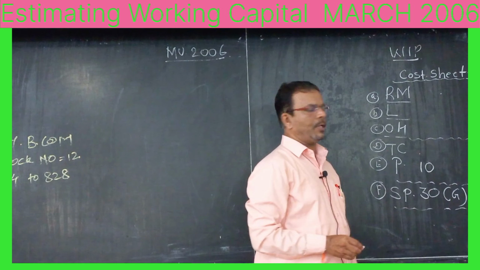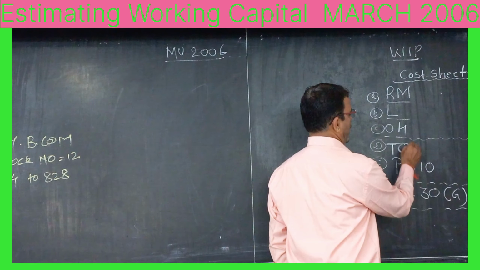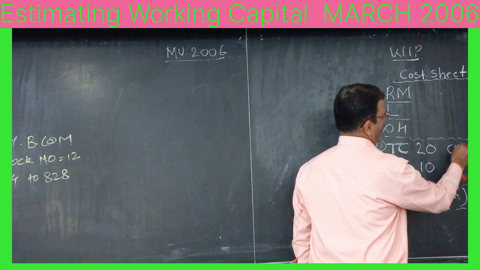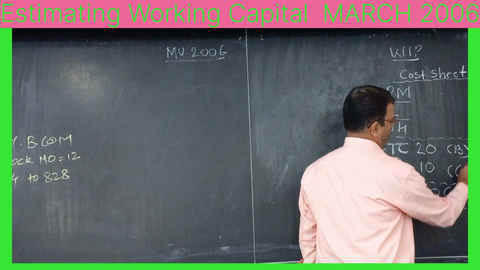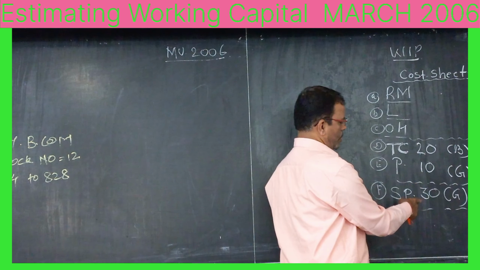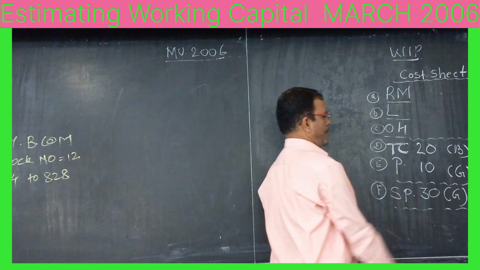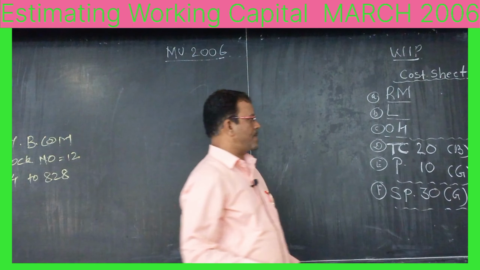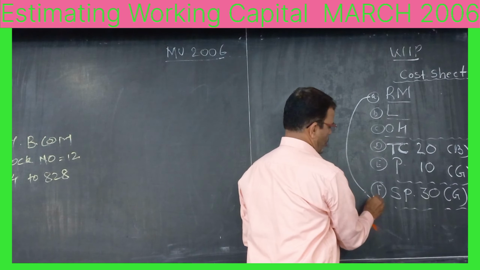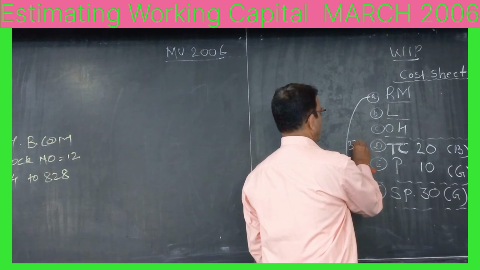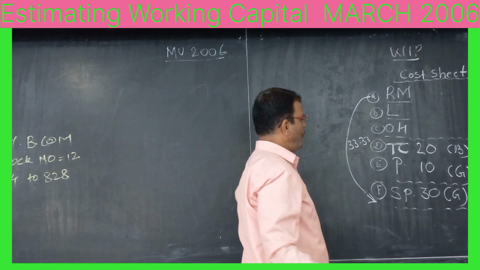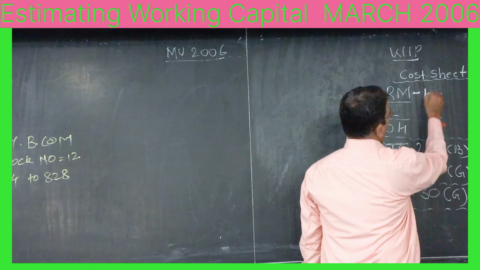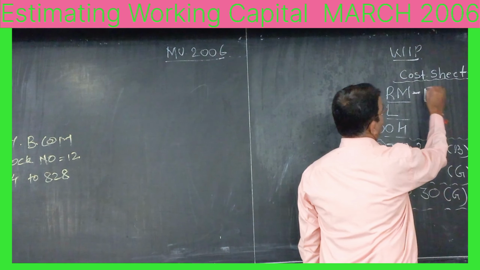So can you find out the total cost? How to find it? 30 minus 10 is 20. This is a balancing figure. 30 is given, 10 is given, so 30 minus 10 is 20. Now they have given raw material as 33.33% of sales. So this raw material is on sales. When you take 33.33% of 30, you will get 10.